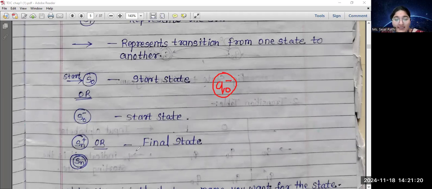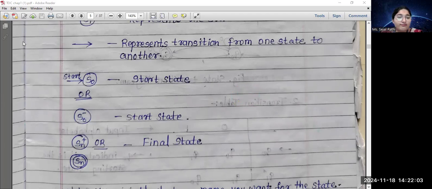Next one is the final state. How are we representing the final state? We are representing it with a double circle. Suppose this is Q2, Q2 is a final state, or Sn. Here the value of n can be your own. However many states there are, that will be the value for this n. Or you can write it as, suppose, S1 plus as a final state.